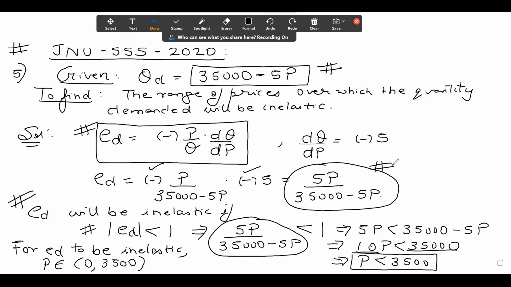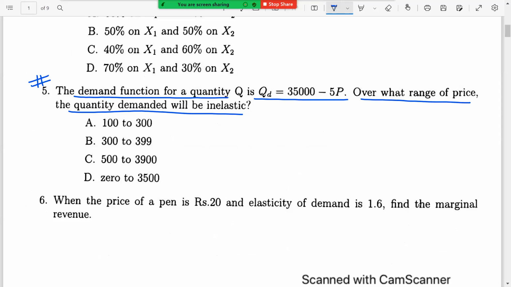When I solve this, I get P less than 3,500. Price cannot be negative, so it should be more than 0. So if price lies between 0 and 3,500, we say that the demand is inelastic. I can come back to the question paper and mark the correct answer. 0 to 3,500 is the correct answer for this question. Hoping all students have understood this.